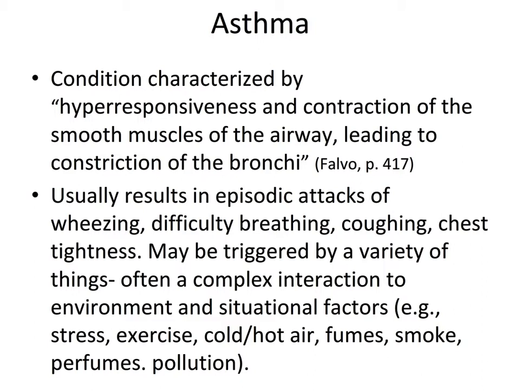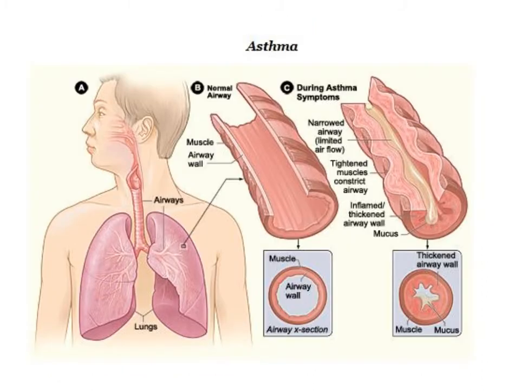Triggers may range from emotional things like stress or anxiety to environmental things like allergies, smoke, fumes, or perfumes. Here we have a visual of the airways during normal times on the left, and then during a time when someone is having an asthmatic symptom on the right. See how on the right the muscles have constricted and there is additional mucus buildup, making the airway very small, thus making it hard to breathe and causing a coughing reflex as your body tries to get the mucus out of the way. This is what happens when someone's having an asthma attack.